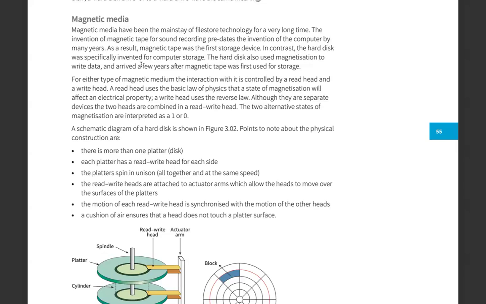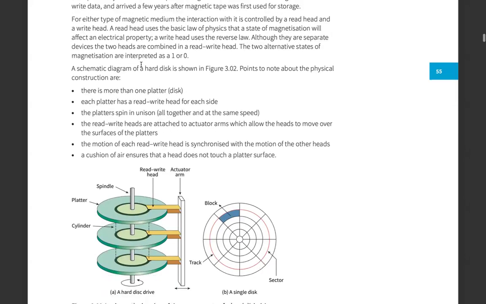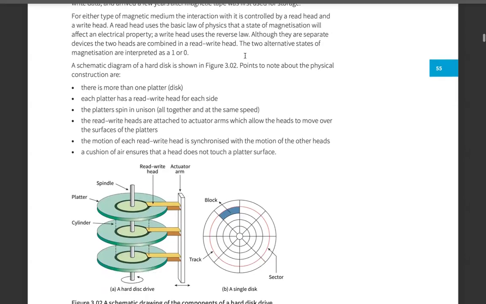So how does the system work? The schematic diagram of a hard disk is shown in figure 3.2. Points to note about the physical construction are, what are those ones? There is more than one platter.